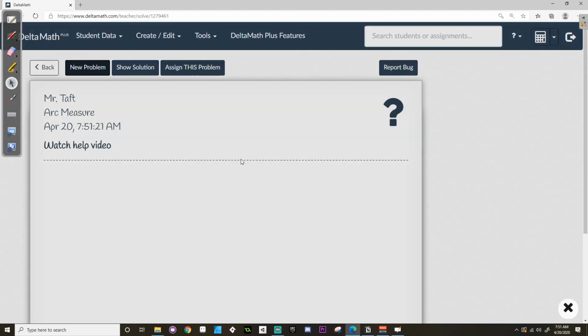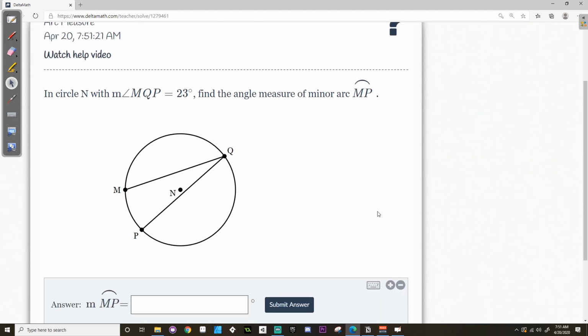Okay? Let's look at another one here. So here we have, this is kind of the reverse of that. We have angle MQP is 23 degrees. We need to find the measure of minor arc MP. So we need to first decide, is this a central or an inscribed angle? In this case, it's an inscribed angle because Q is a point that is on the circle. That means that the arc measure of MP is going to be double the angle measure of MQP. And so the angle measure of MQP is 23, so the arc measure of MP is 46.